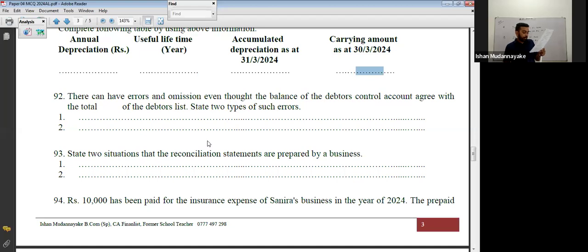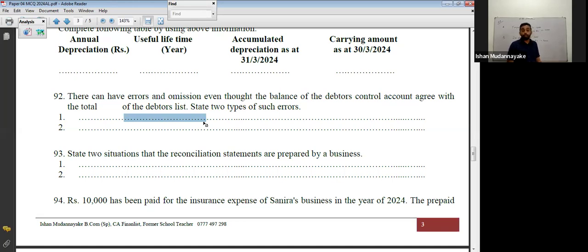Right. Look at question 92. There can be errors and omissions even though the balance of the debtors control account agrees with the total of the debtor list. State two types of such errors. Debtor control account balance equals debtor list balance, but there can be some errors. For example, omission of a sales invoice from financial statements. They were unable to record one of the sales invoices.